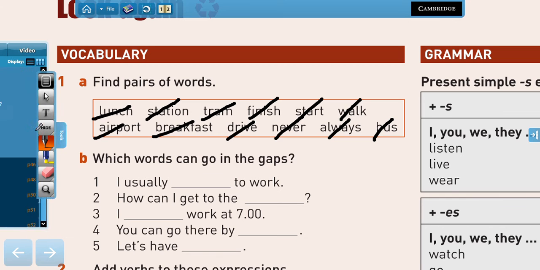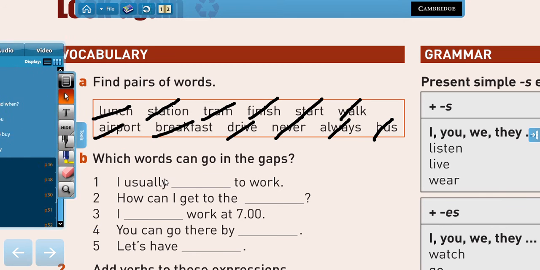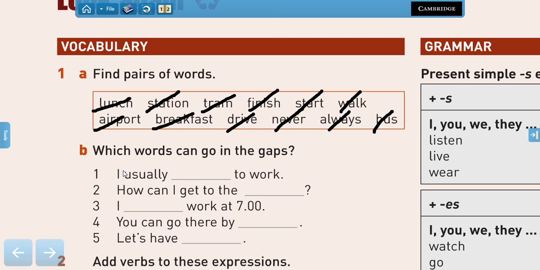Very good. Now let's see exercise letter B says which word can go in the gaps. So pause the video and try to choose one word that can fit into this sentence. So for number 1, we can say I usually walk to work, or I usually drive to work, or I usually cycle.